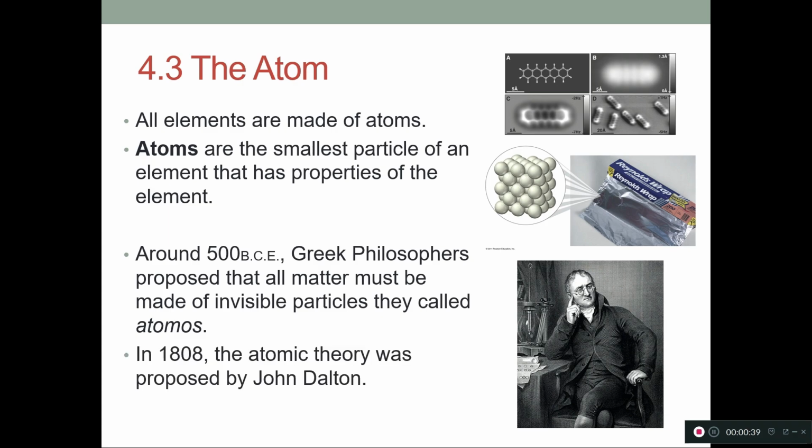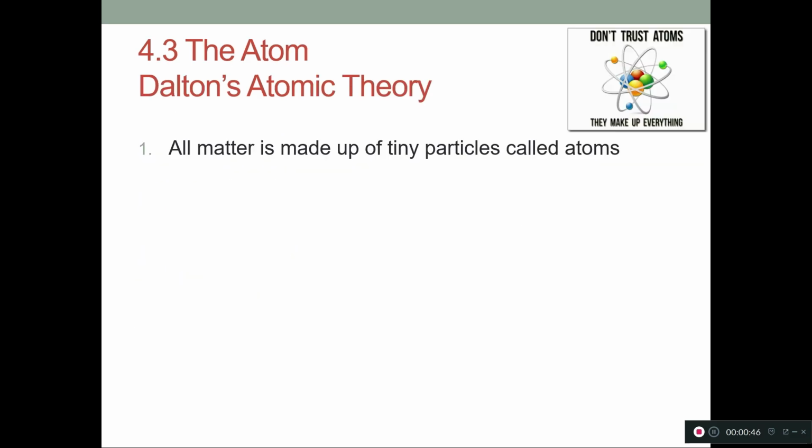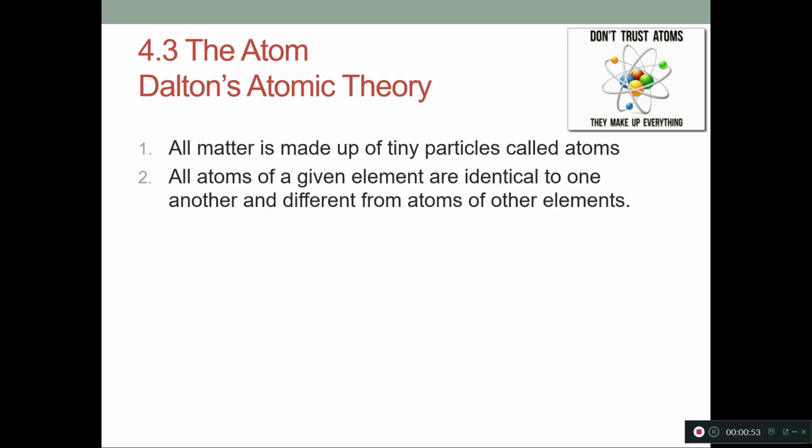But later on, in 1808, the atomic theory was proposed by John Dalton. His atomic theory has several postulates. The first one is that all matter is made up of tiny particles called atoms, and the second one is that all atoms of a given element are identical to one another and different from atoms of other elements.